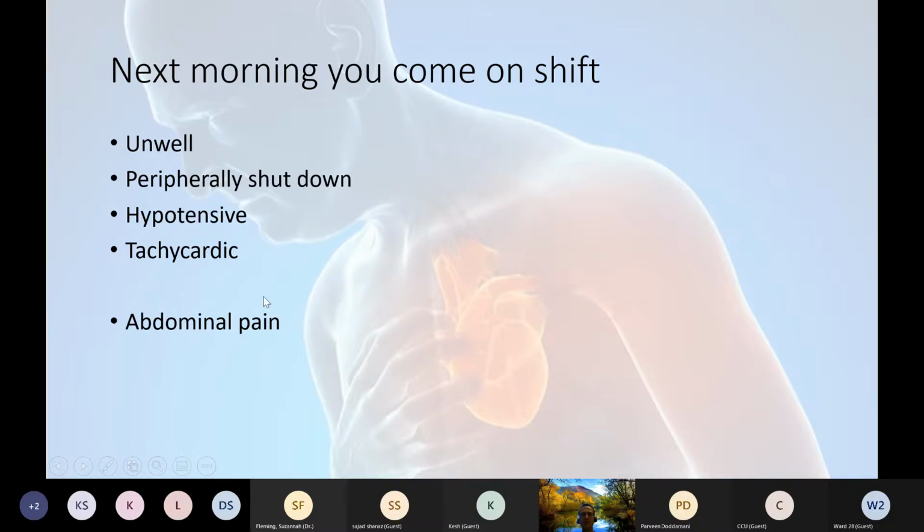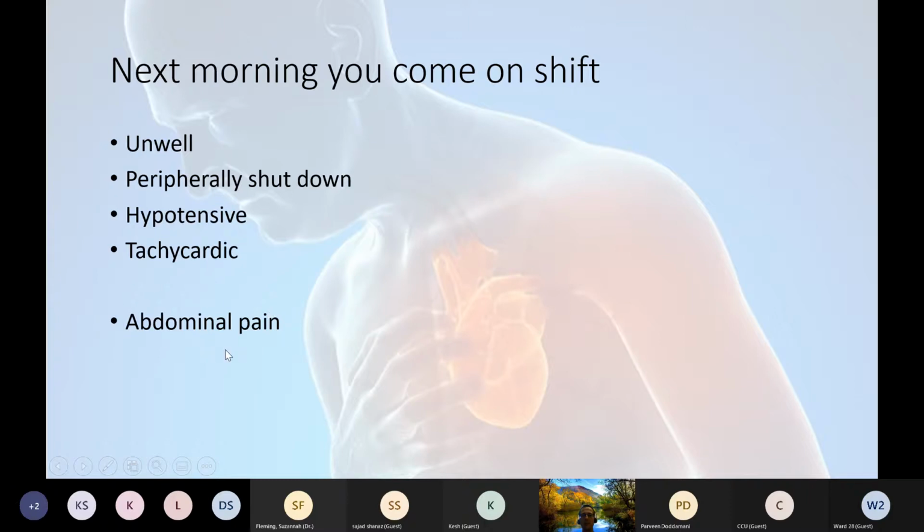So statistically, one of you will be the first person to assess this patient. And they might not be as spectacularly sick as this patient. Often they're post-TAVI, that's the most common femoral procedure we do nowadays. And they might have relatively mild symptoms of being a bit tachycardic, slightly low blood pressure, just not quite right, and mild abdominal pain.